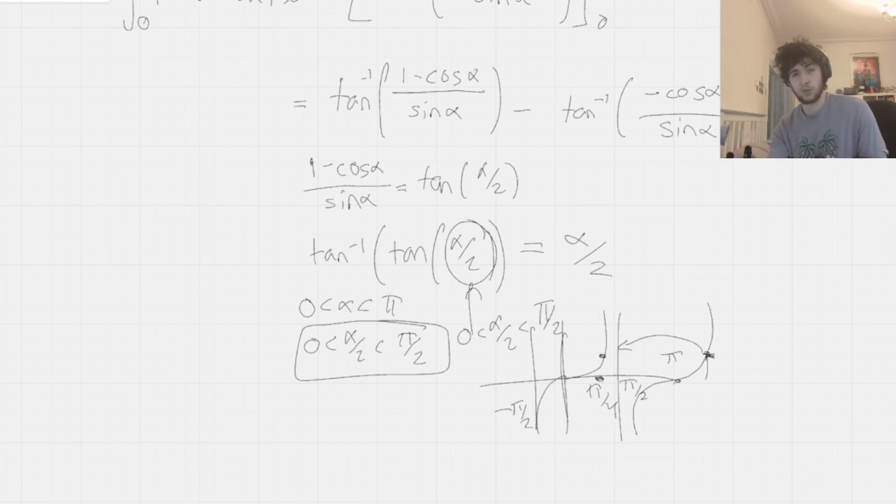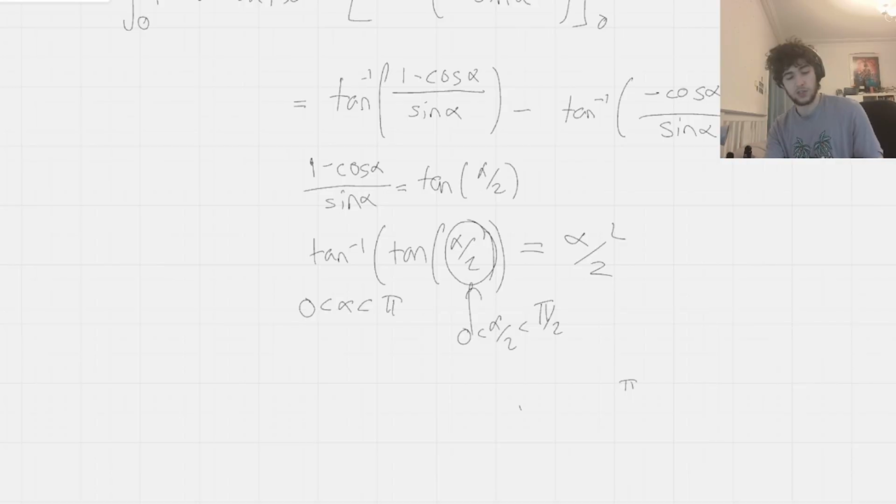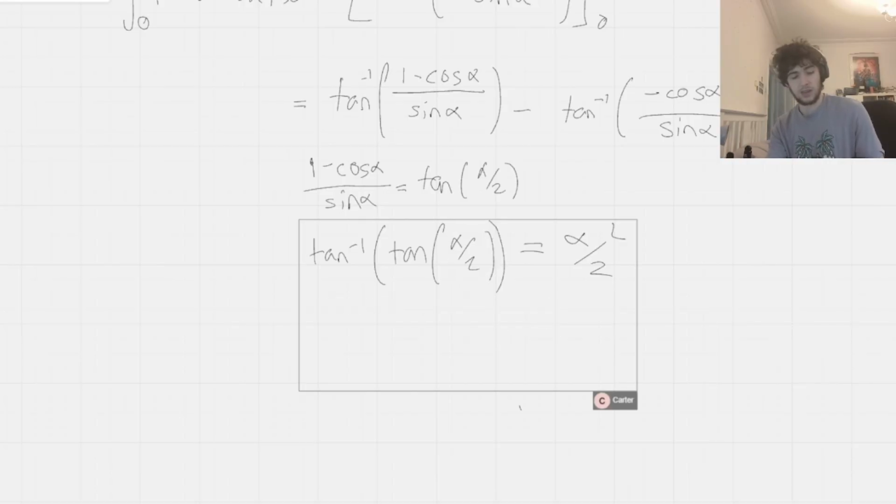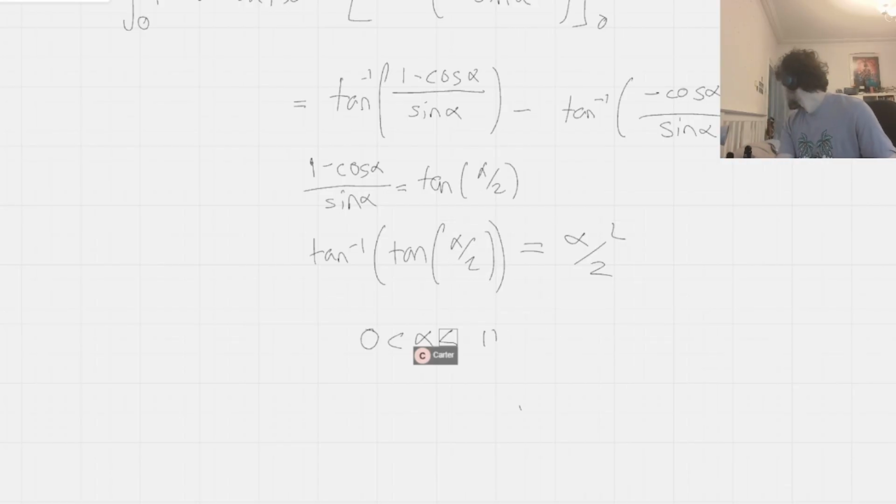In this case, alpha over 2 is between minus pi over 2 and pi over 2. Specifically, it's between 0 and pi over 2. And so what that means is that it's going to give me exactly alpha over 2. If alpha over 2 was actually greater than pi, then it would map back to something between minus pi over 2 and pi over 2 when I plug it into the arctan. So that's what I was trying to say. All in all, arctan of tan of alpha over 2 is simply going to be alpha over 2, because of the way alpha is defined: 0 is less than alpha is less than pi.